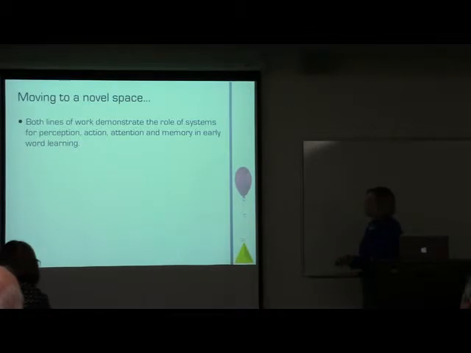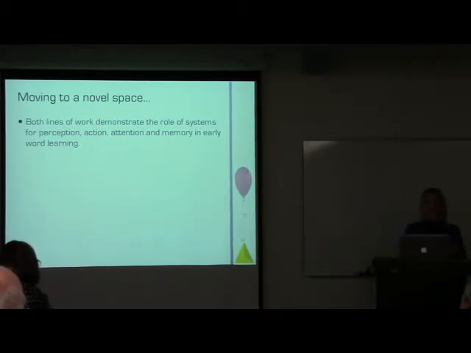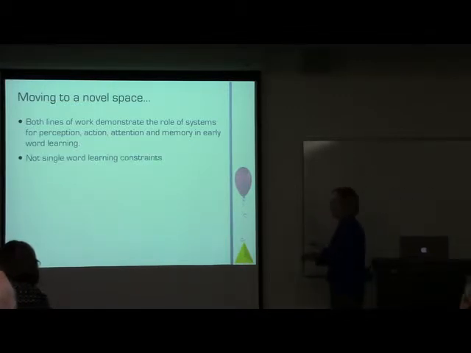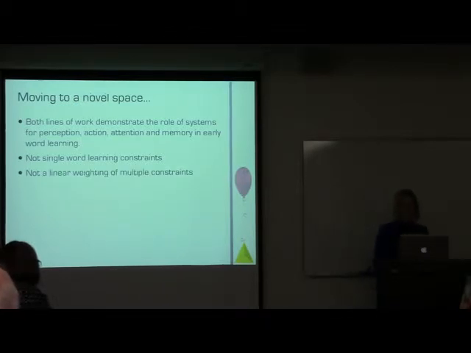I think both lines of work demonstrate the role of systems for perception, action, attention, and memory in early word learning. We have to be able to incorporate all these interacting processes in even these simple kind of tasks. It's not single word learning constraints, and I don't even think it's a linear weighting of multiple constraints coming together. Okay? It's a balance that's shifting depending on what the child's bringing to the task, what you're presenting to them, and how you might manipulate that situation.